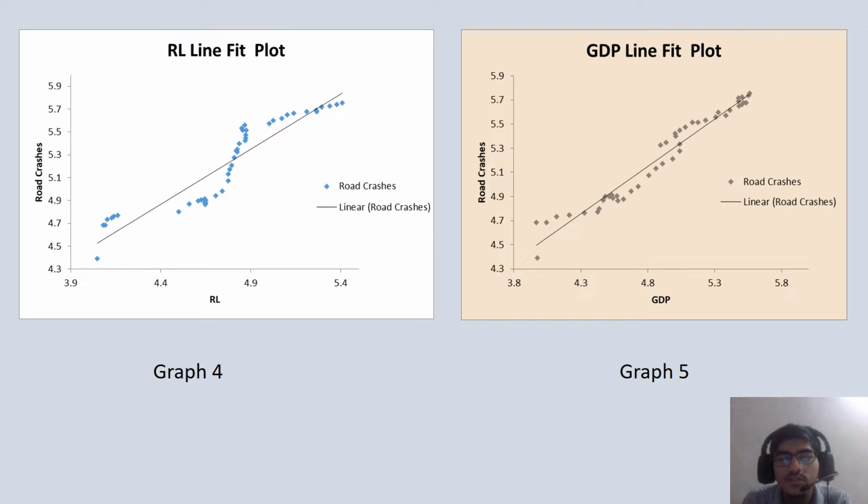Graph 5 shows the relationship between the road crash and gross domestic product, or GDP. The data illustrate that the plot is near linear and grouped at two places. First at a GDP of 4.5, and second at the end of the linear.